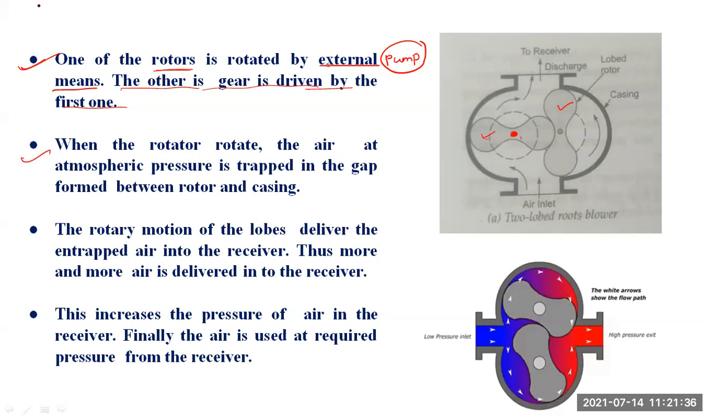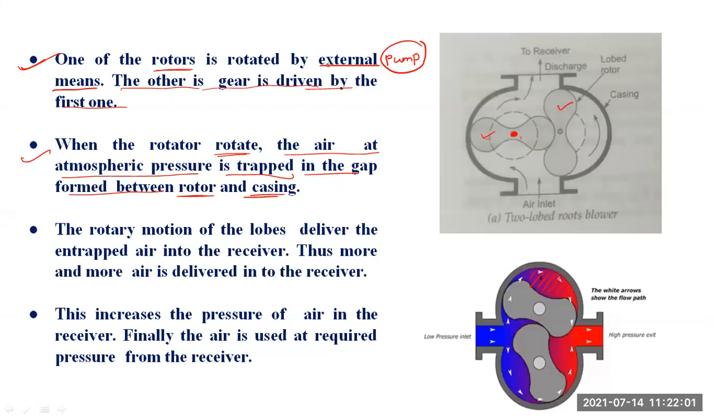Second point, all these things come under the working principle. When the rotor rotates, the air at atmospheric pressure is trapped in the gap formed between the rotor and casing. Whenever this rotor rotates, the air will enter here. Here you can see some gap is there, this gap.